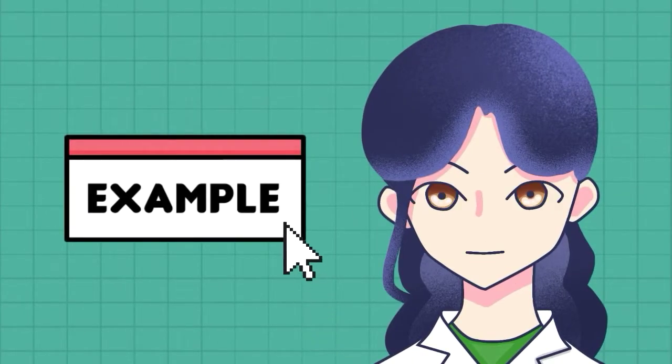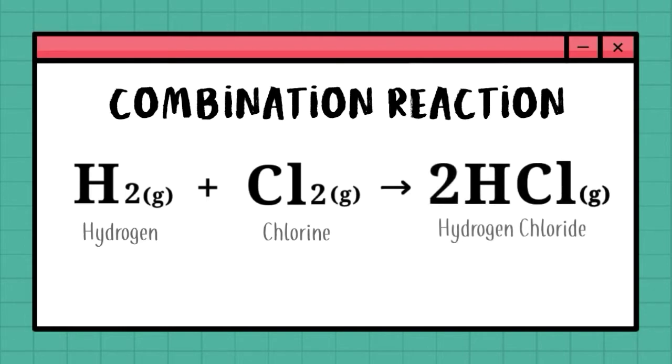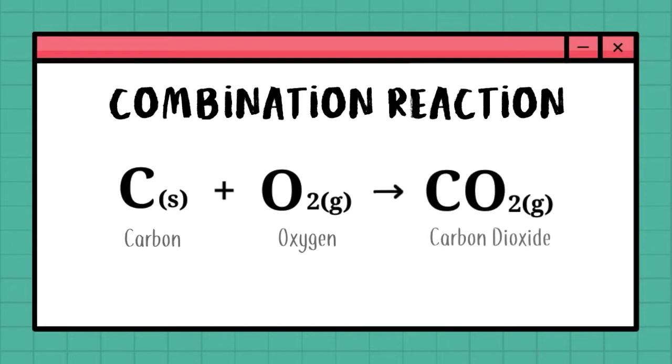Now, let's have an example. We have here hydrogen gas and chlorine gas as the reactants. These two reactants will combine and produce hydrogen chloride. Take note that the coefficient number 2 is added to balance out the equation. Discussing how to balance an equation right now might be a little distracting, so we'll just focus on the types of reaction. Let's take a look at another example. Solid carbon plus oxygen gas. These elements will combine and produce carbon dioxide. And that's it for combination reaction.